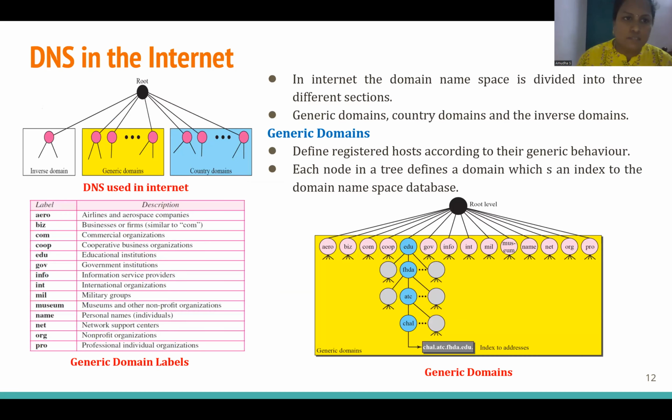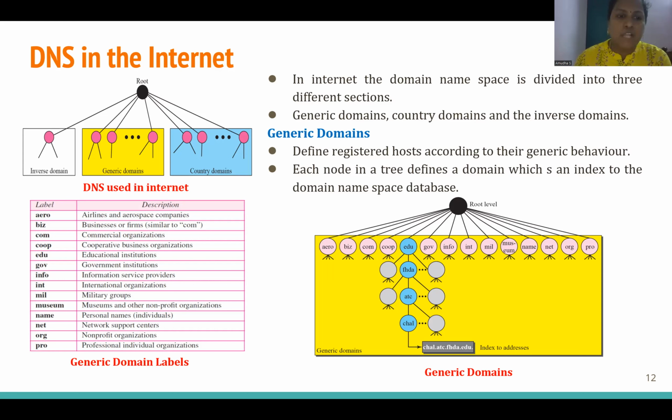The DNS has three types: generic domain, inverse domain, and country domain. Generic domain defines the registered hosts according to their generic behavior. Each node in the tree defines a domain, which is indexed to the domain namespace database. For example, challenger.atc.fhda.edu. From the label up to the root node, all the domains and subdomains are represented.